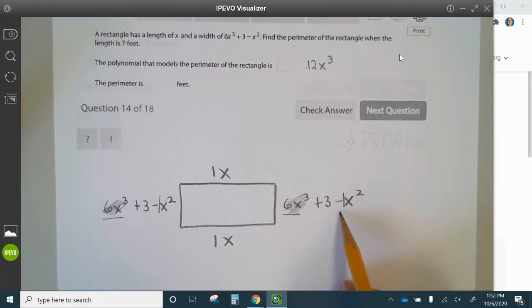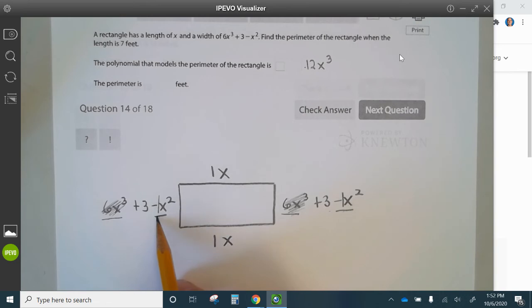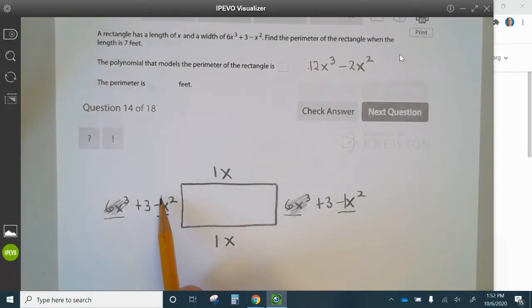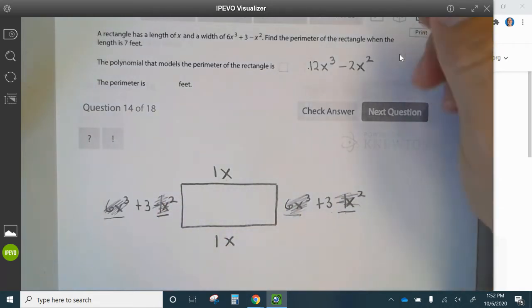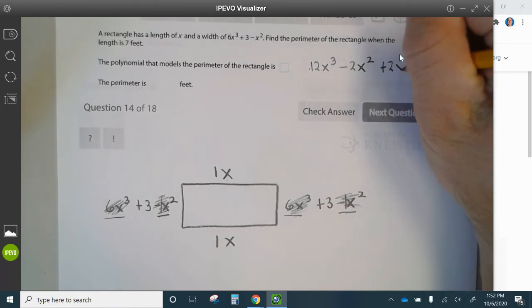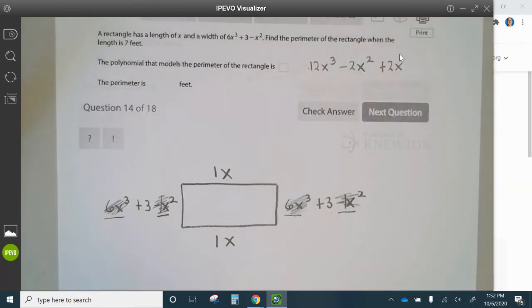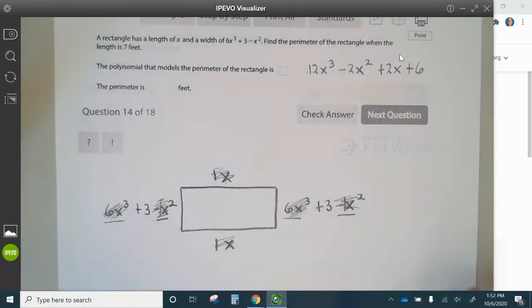Now we combine the x squareds. So negative 1x squared minus 1x squared is minus 2x squared. So we're done with those. Now 1x and 1x is plus 2x. Okay, so we're done with these. And then 3 plus 3 is plus 6. Okay, so the polynomial that models the perimeter of the rectangle is 12x cubed minus 2x squared plus 2x plus 6. Now the perimeter is when the length is 7.